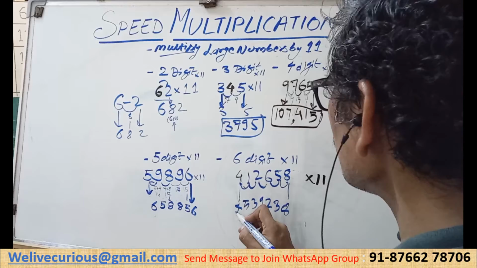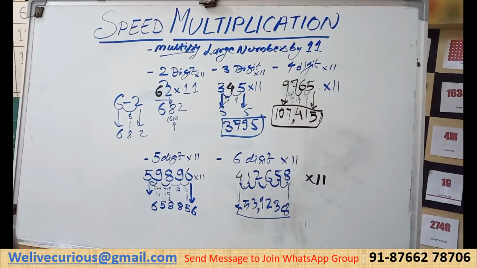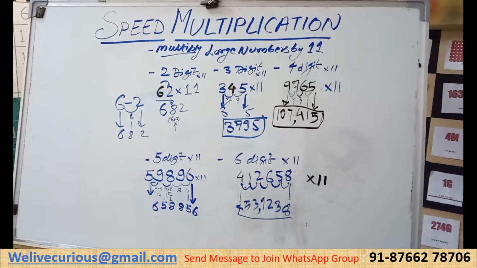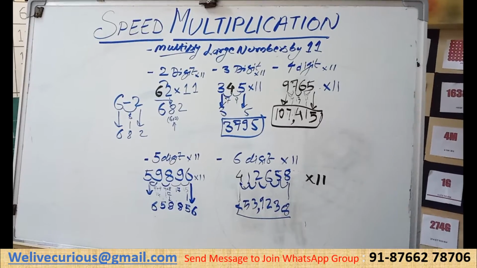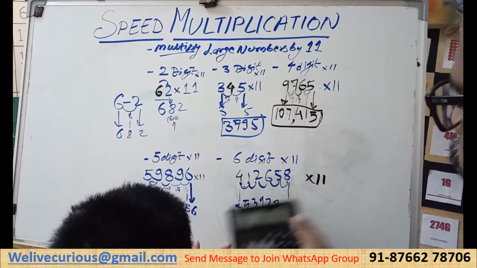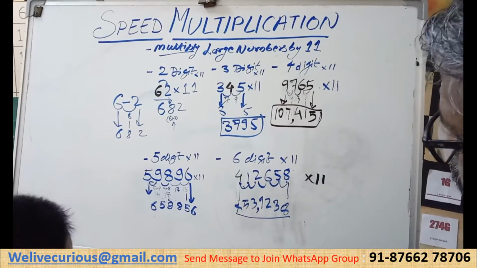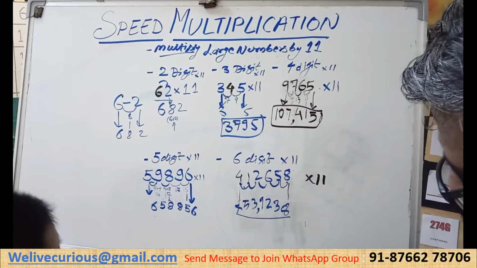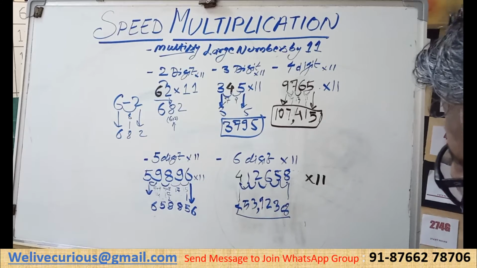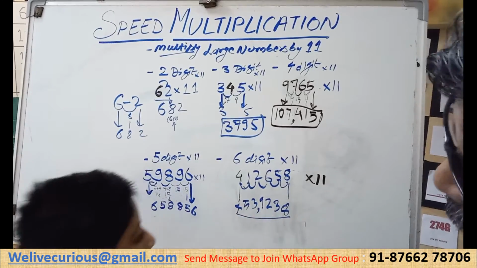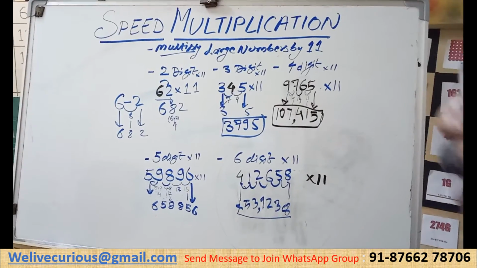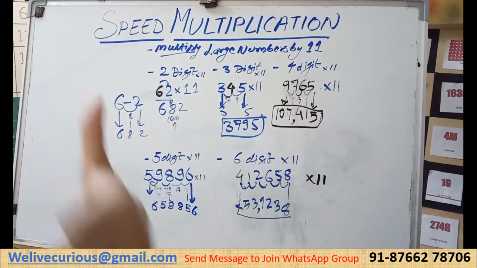Can you check if the answer is correct? 454,539,238 is the answer of multiplication. 412,658 multiply 11. 4539, 238. So we did this in the class.